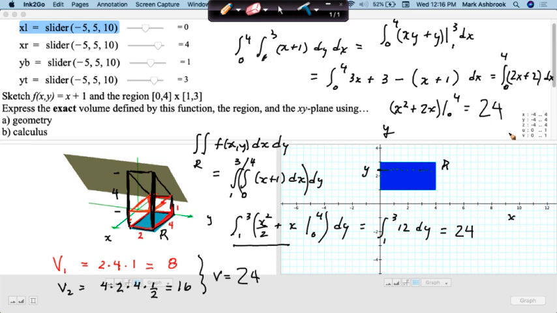So you work from the inside out. You hold your outside variable as a constant, and do the antiderivative with respect to that inside variable. But then everything else is the same as all the antiderivative and fundamental theorem work that you've done before.